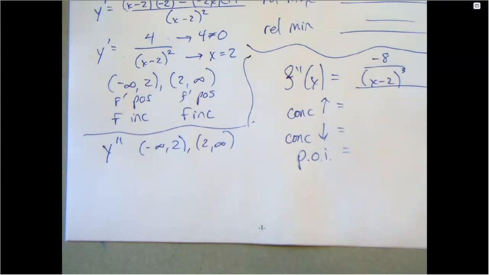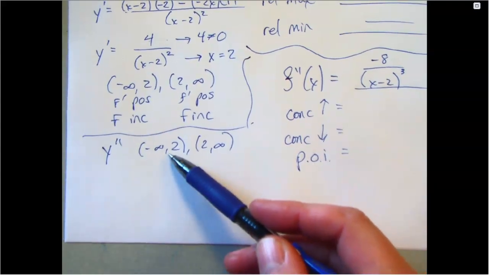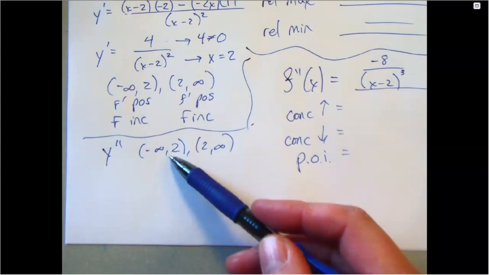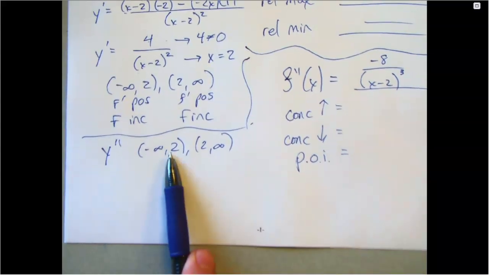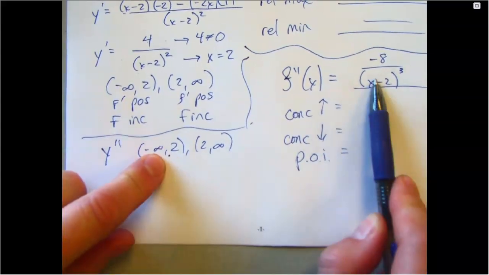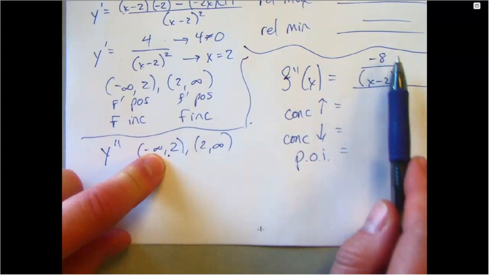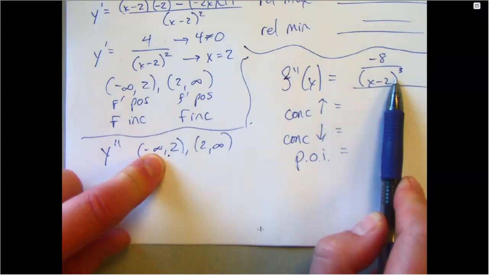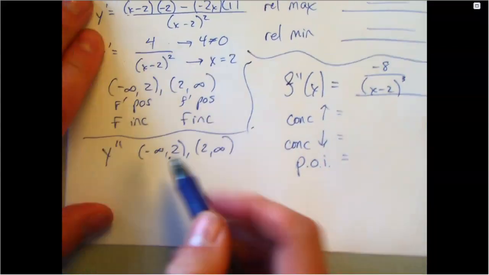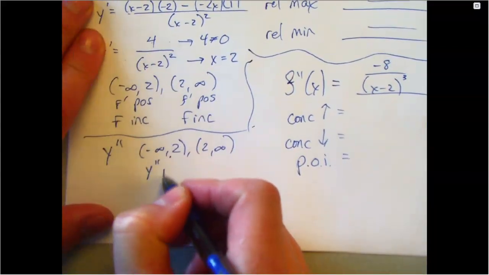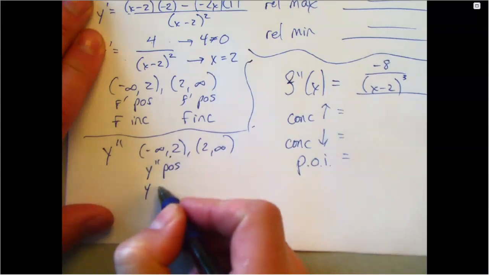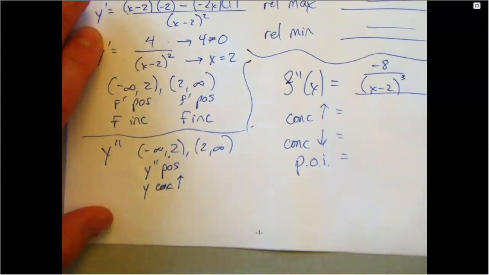And remember, you plug back into the level that you're working with. I'm working with the second derivative right now. So I'm going to pick points between these regions and plug into the second derivative. The second derivative tells me the cap. If I plug in 0, the top and bottom will both be negative, so we'll end up with a positive number. So y double prime is positive, which means y is concave up.